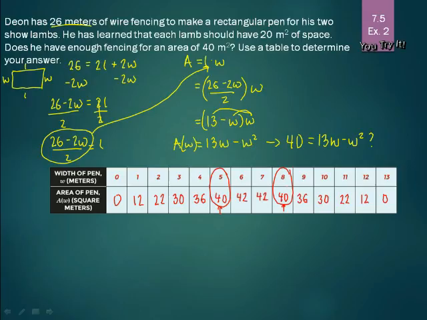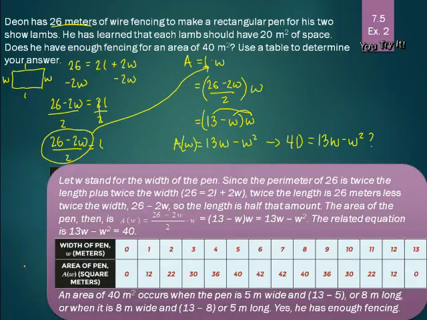Let's go ahead and summarize our answer. Let W stand for the width of the pen. Since the perimeter of 26 is twice the length plus twice the width, 26 equals 2L plus 2W. Twice the length is 26 meters less twice the width, 26 minus 2W. So the length is half that amount. The area of the pen then is A of W equals 26 minus 2W divided by 2 times W equals 13 minus W times W equals 13W minus W squared. The related equation is 13W minus W squared equals 40.